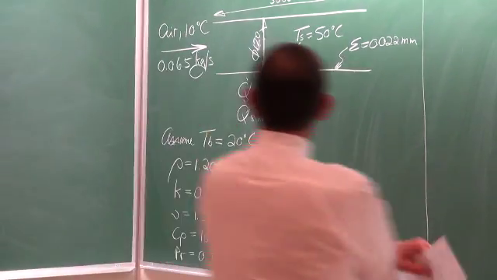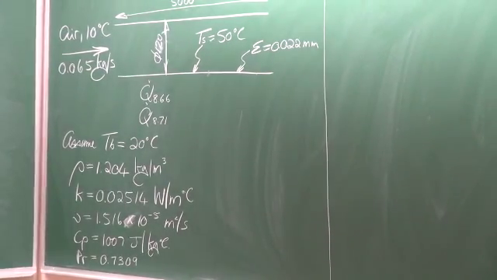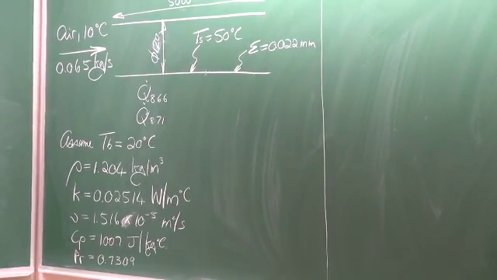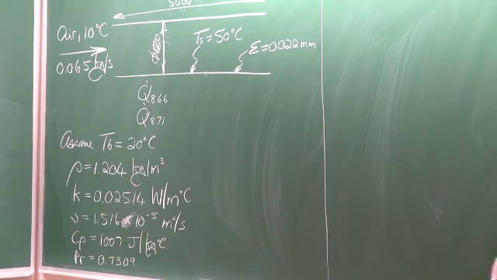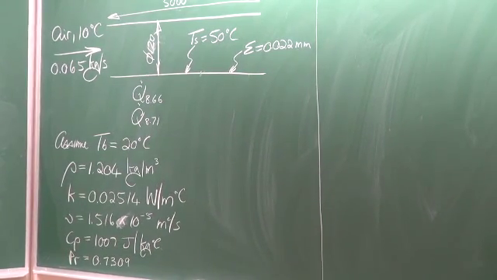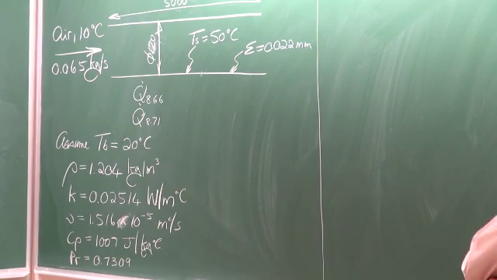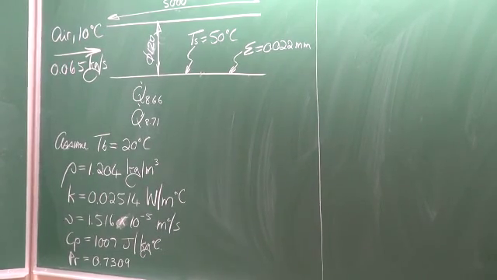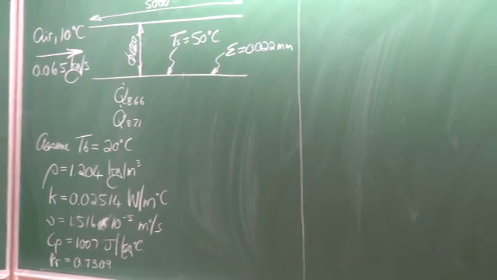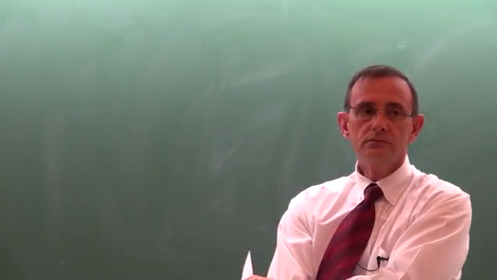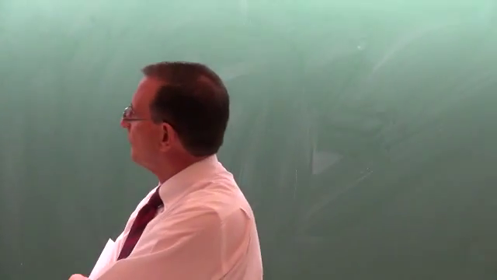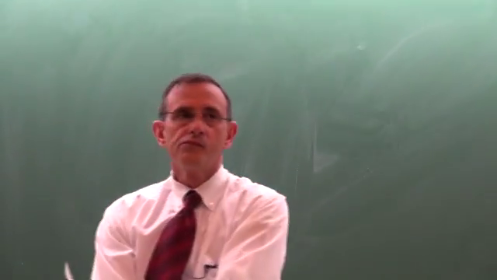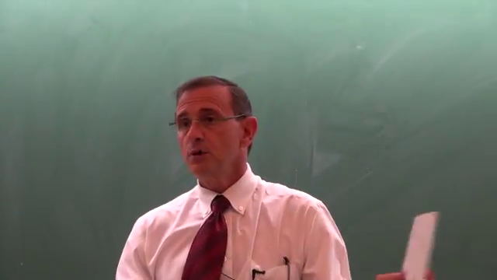Let me just repeat the values for you. At the bulk temperature of 20 degrees Celsius, the density of the air would be equal to 1.204. Thermal conductivity k is equal to 0.02514. The kinematic viscosity is equal to 1.516 multiplied by 10 to the minus 5. Cp 1007, and the Prandtl number 0.7309. Okay, you all understand the problem? Any questions?